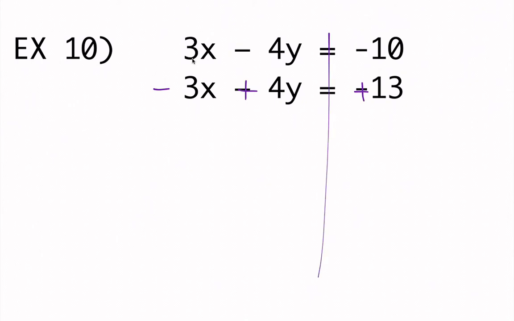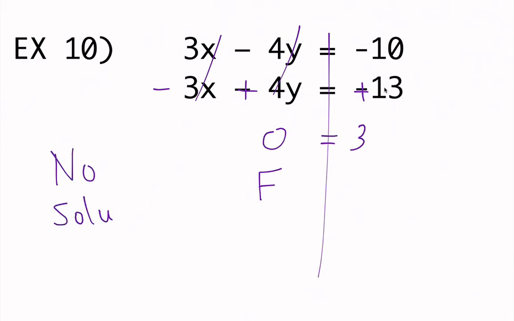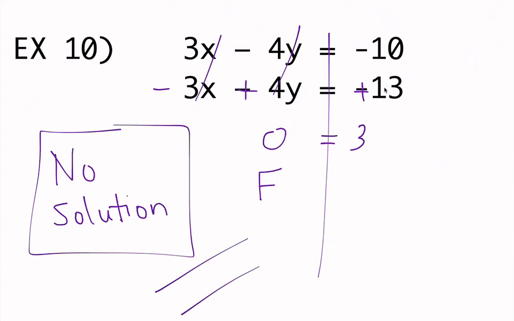All right, a positive 3x and a negative 3x. Those are opposites, so they cancel. A negative 4y and a positive 4y. Those are also opposites, so they will also cancel. So everything on this side canceled, which is leaving me with 0. On the other side, I add negative 10 plus 13 is going to give me a 3. So that reads 0 equals 3, which is not true. That is false. So remember, if we get a false statement that tells me there is no solution, and if I get no solution as my answer, that means those lines were parallel.